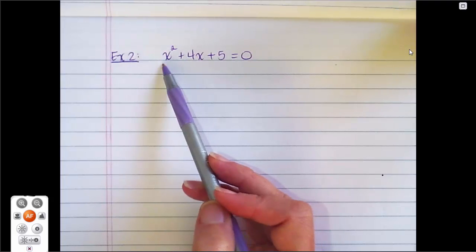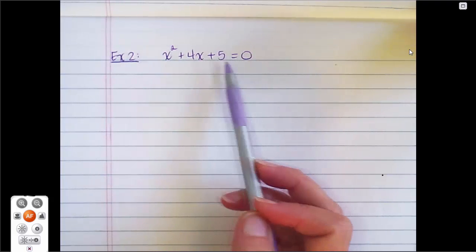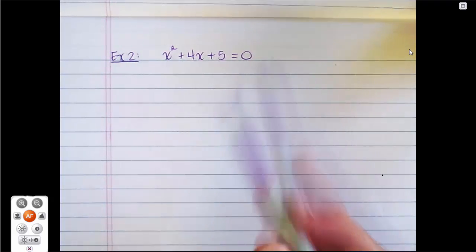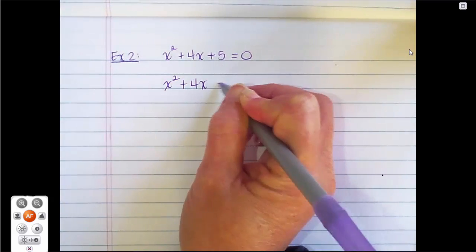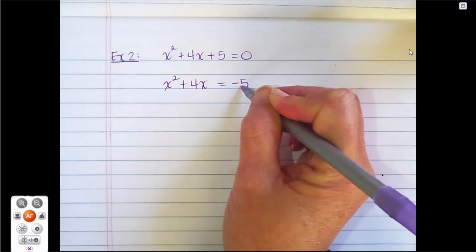So a is 1, we can move to step 2. Step 2 is to get the c term alone. So here I'll subtract 5 from both sides. x squared plus 4x equals negative 5.